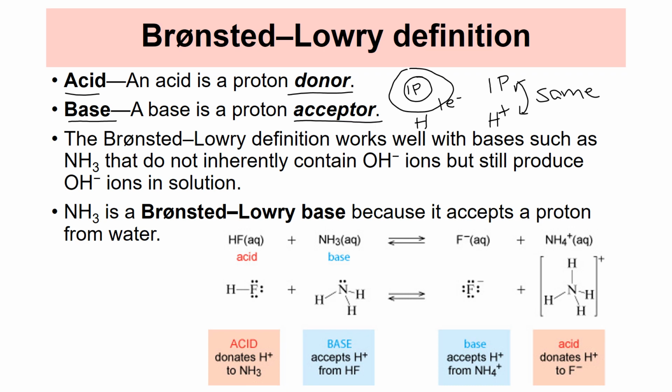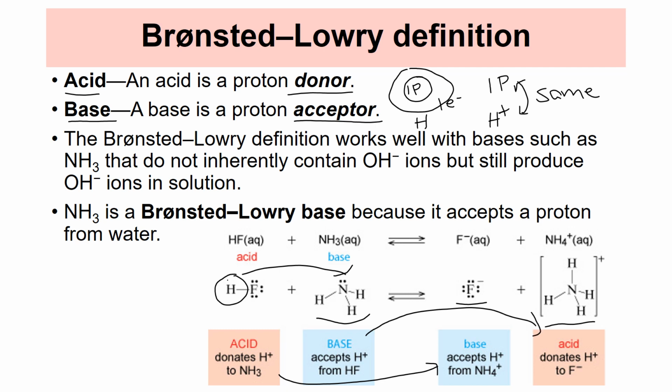So let's look at this example. NH3, ammonia, is a good base. And it's not a hydroxide, but what you can see is that the H from the acid can go sit on those electrons, give us the NH4 molecule and the F-. Okay, so our acid is the thing that has the H. Our base is the thing that can accept the H. And the acid then turns into a base, and the base turns into an acid.